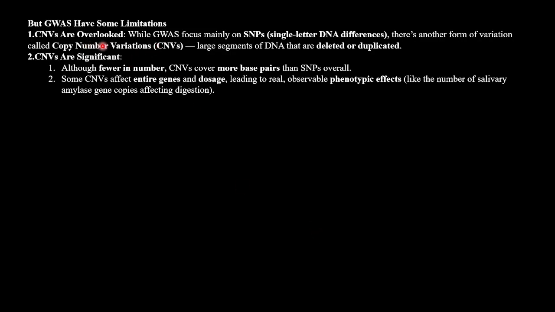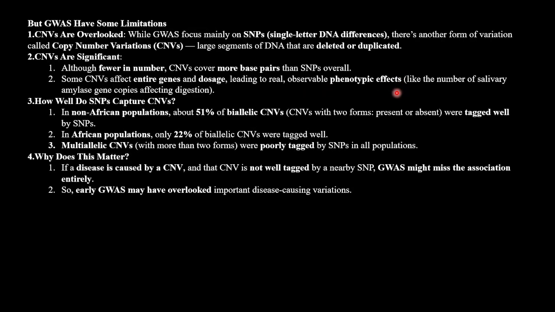CNVs are overlooked. They are fewer in number, but they cover more base pairs than SNPs. As I said, either the whole gene or a larger segment. Some CNVs affect entire genes, leading to real observable phenotypic traits. For example, the number of salivary amylase gene copies affects digestion. How well do SNPs capture CNVs? In some families, they capture CNVs pretty well.